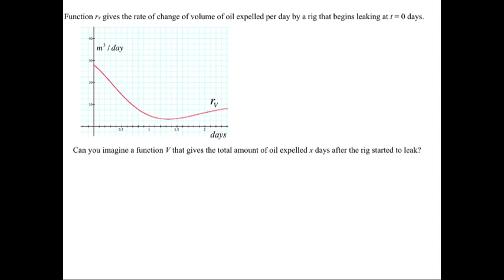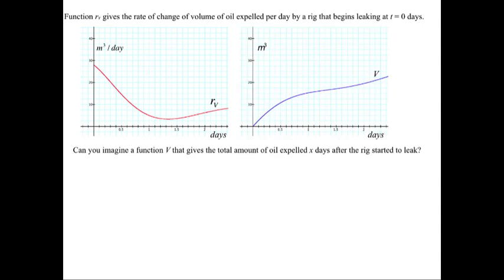Okay, so this was the rate of change at any number of days after the oil rig started to leak. And the first thing we did was we sketched what the volume function would look like. And we said the volume function would always be increasing. Why? The rate of change is positive. Agree with that? So the rate always stays positive. The volume expelled is always going to be increasing.